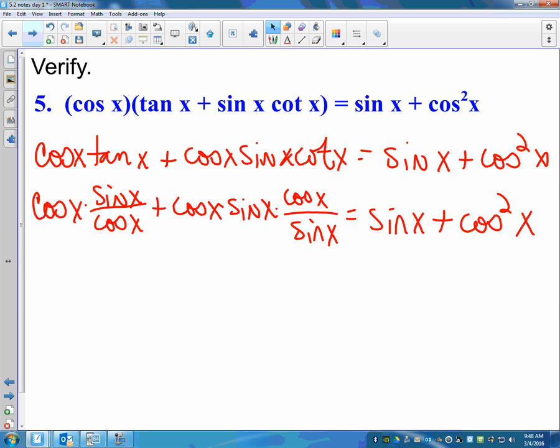I distributed, and then I changed to sines and cosines, which is a good choice, especially because over here it's just sine and cosine. So again, you have to know those identities, that tangent is sine over cosine, cotangent is cosine over sine. And that just cancels out. So I get sine. Then over here, the sines cancel out, and cosine times cosine is cosine squared.